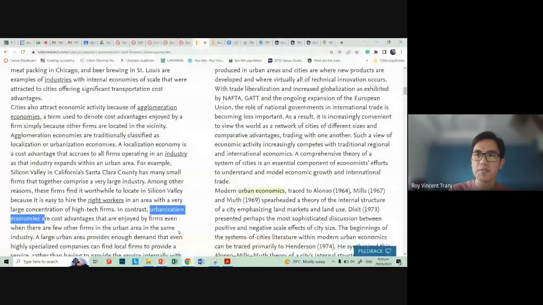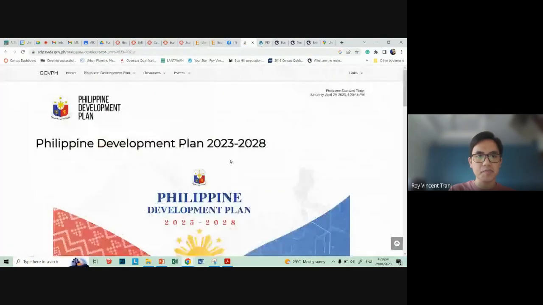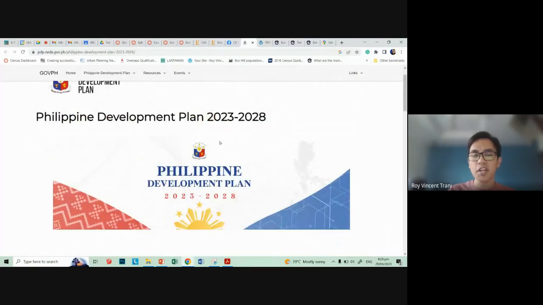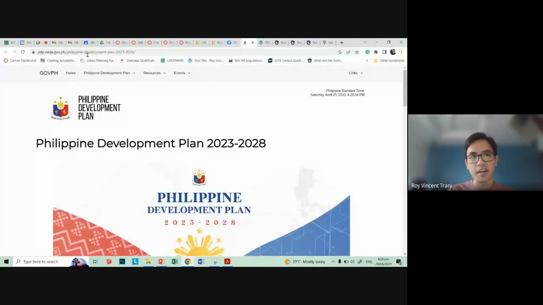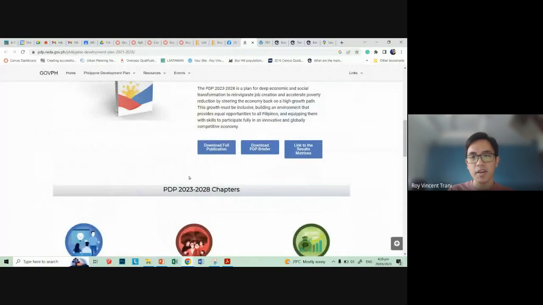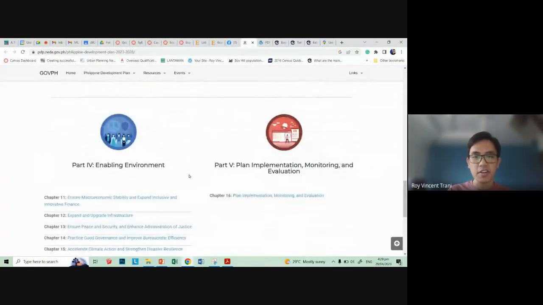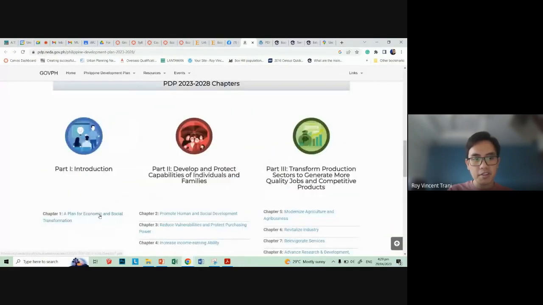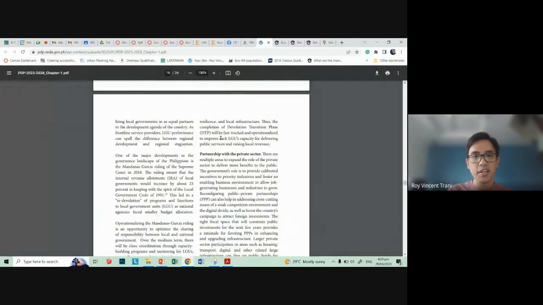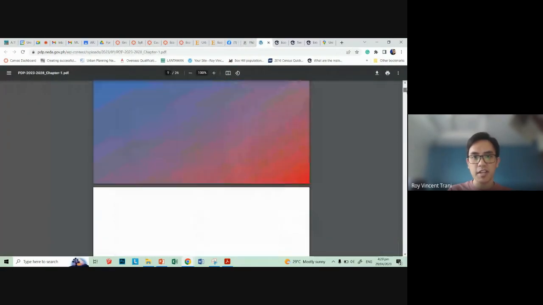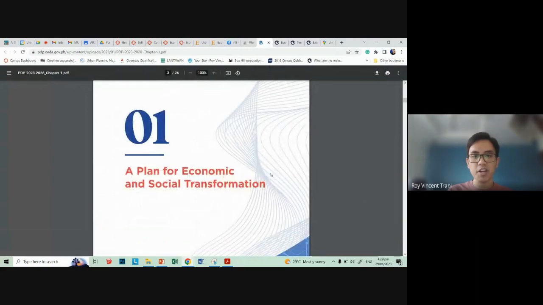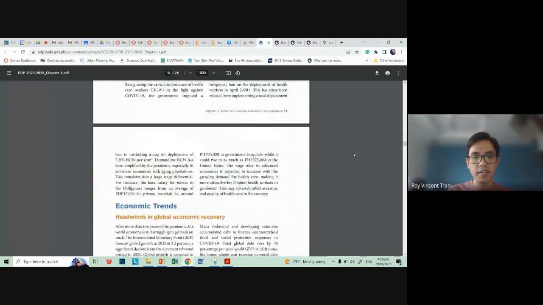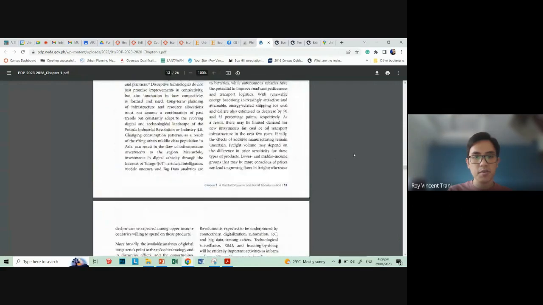But if I go to their website over here, neda.gov.ph, this would be a credible source of information for academic studies. It's a government website with a real publication that has been adopted by the national government. And if you click on their introduction for the plan of transformation, you'll end up with this document over here. So this is the introduction, Plan for Economic and Social Transformation.